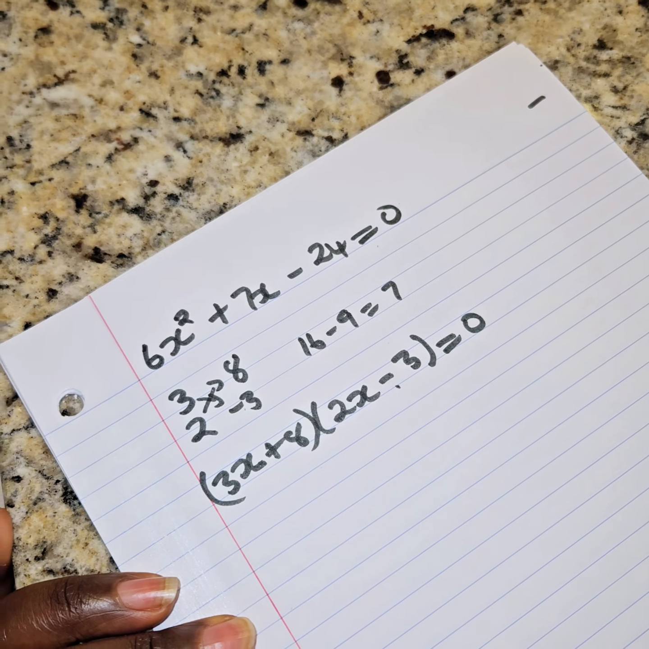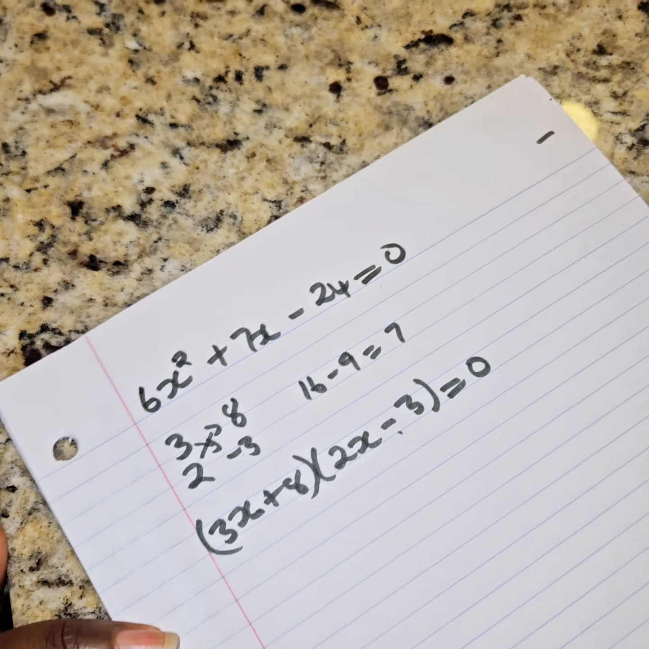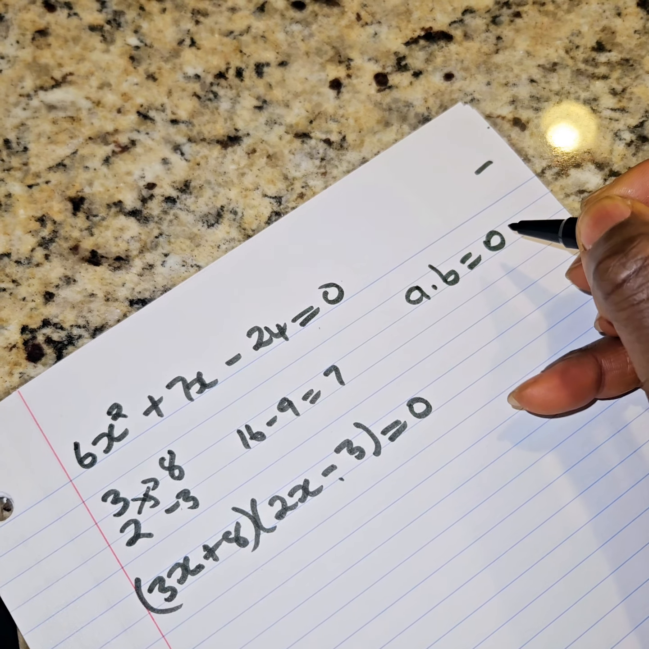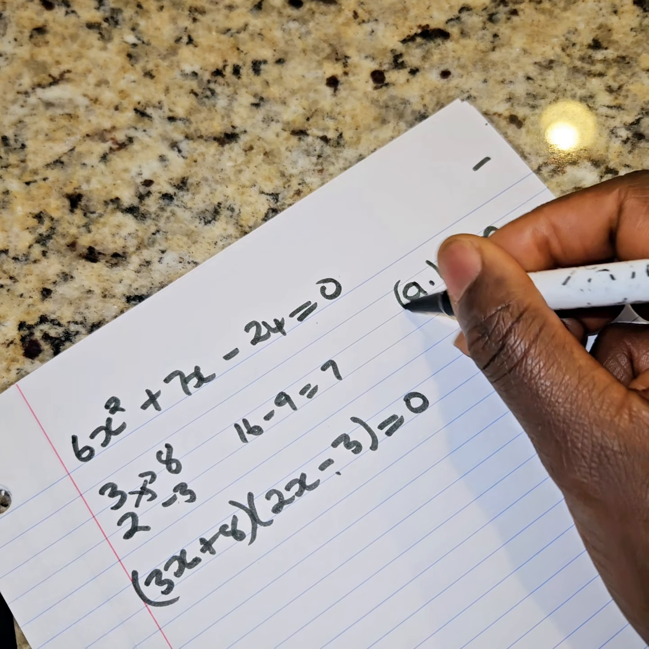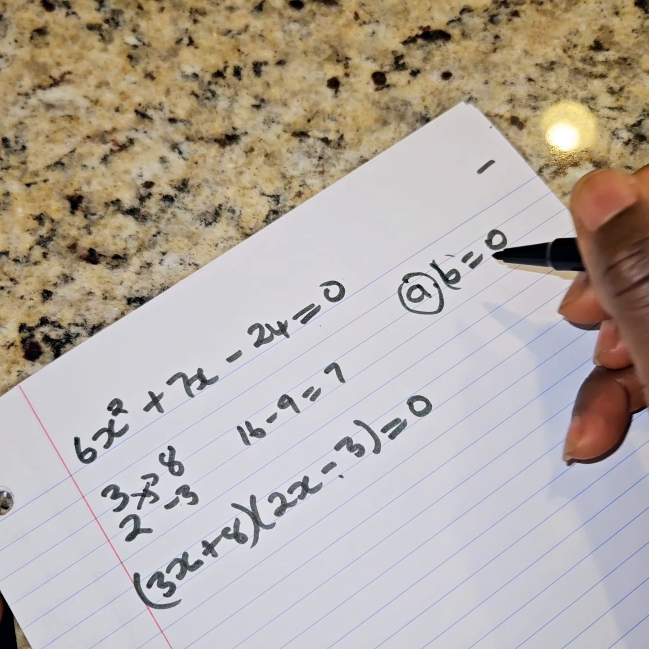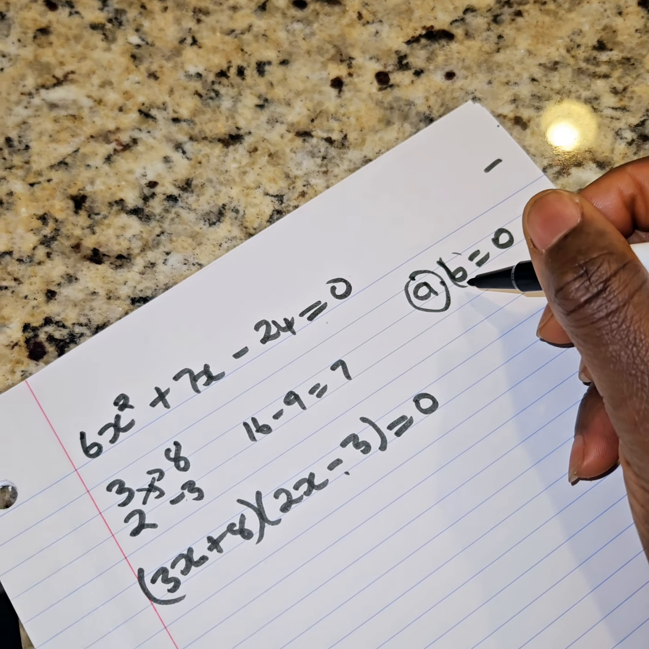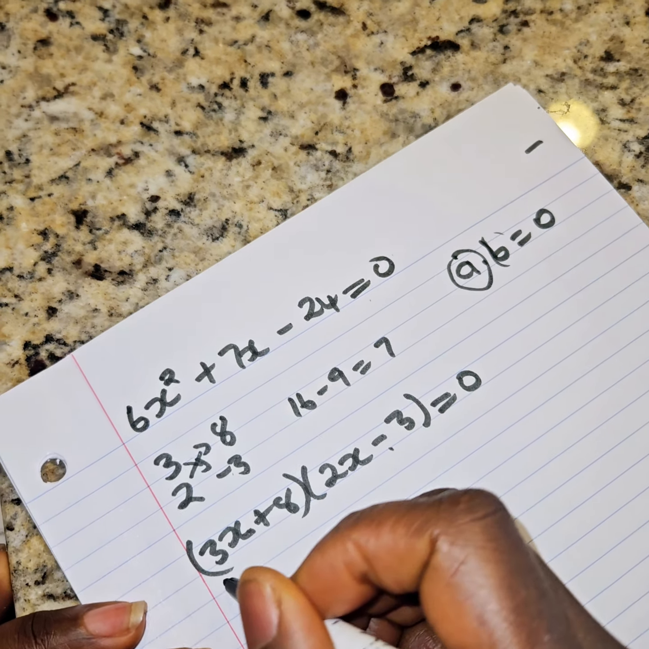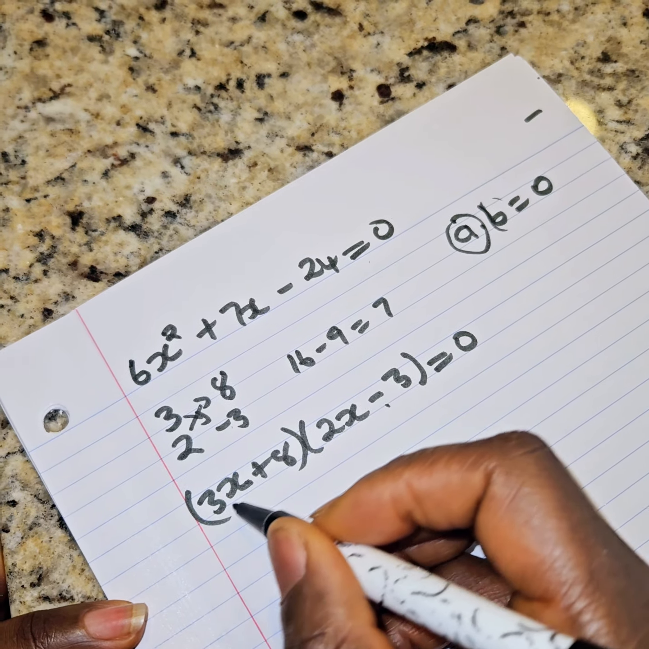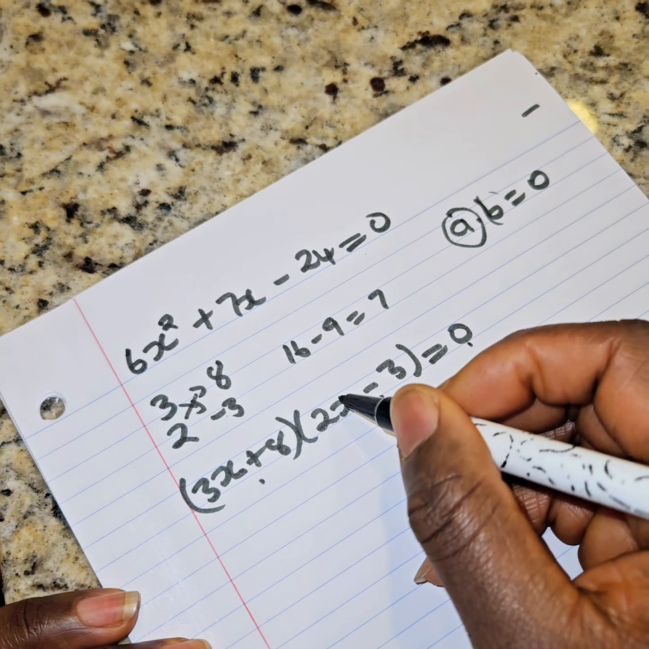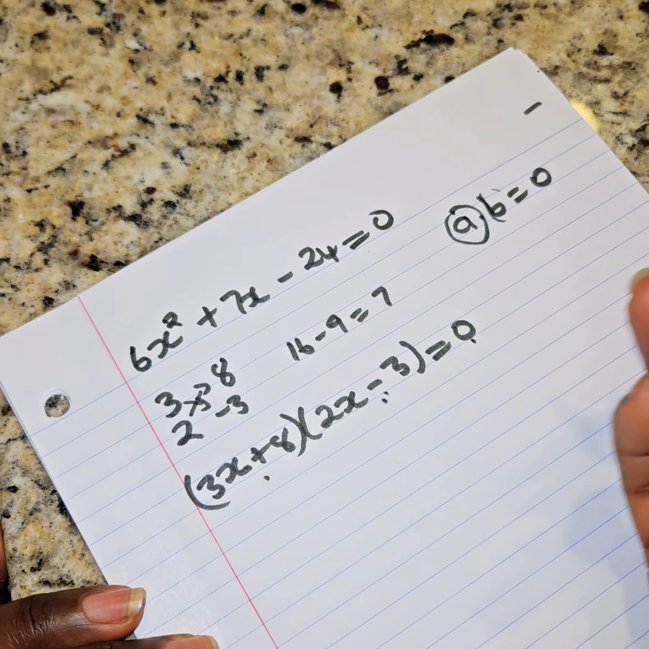Now, when we equate this to 0, if I have, for instance, a times b equals 0, there's no magic. It means either a equals 0 or b equals 0. You can't times a number by something and have 0 if one of them is not 0. So, which is going to be what we'll consider next. If this times this equals 0, then either this equals 0 or this equals 0. That's what we are going to do to solve for x.